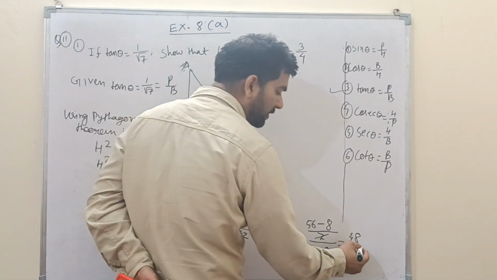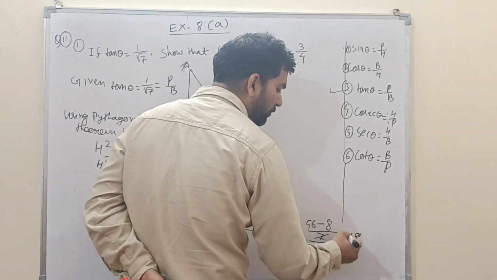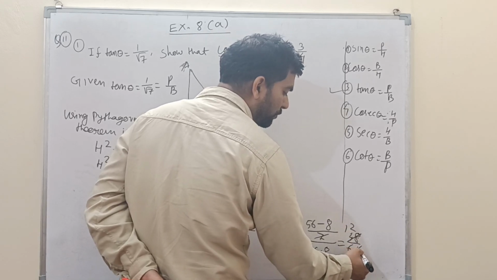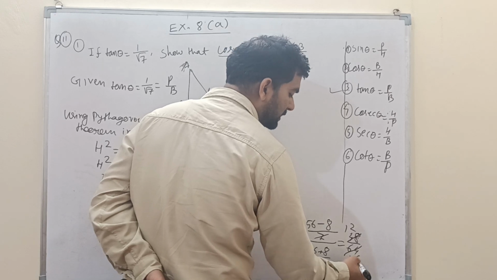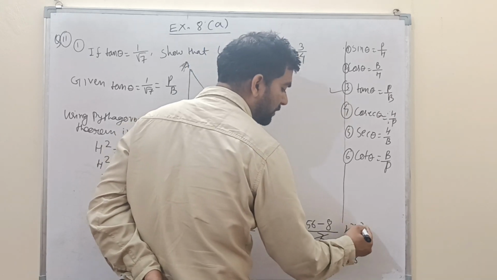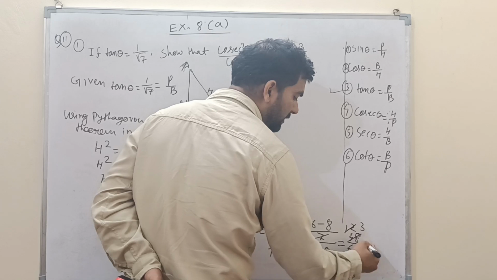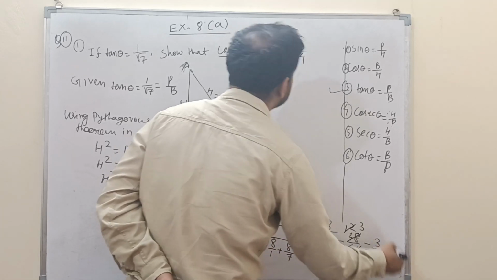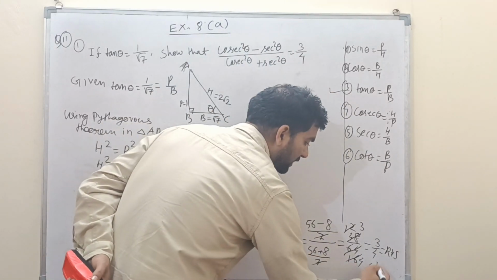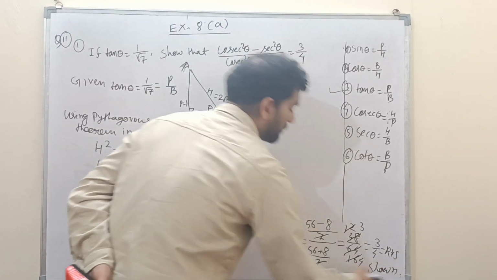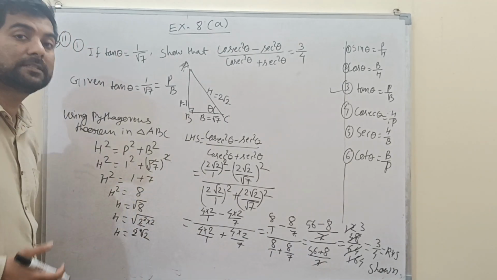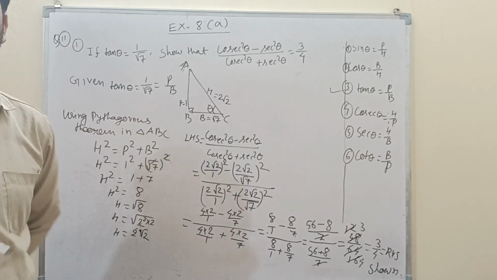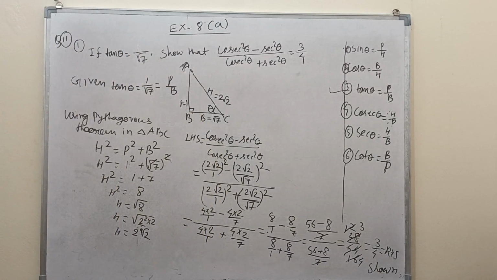Let us cancel first with what? 4. So 4 1s are 4, 4 2s are 8. Here also 4 1s are 4. So how many times? 6 times. Then 4 3s are 12, 4 4s are 16. So 3 by 4 equals RHS. Yes or no? 3 by 4 we got. What will we write? We will write shown. You can write LHS is equal to RHS and write shown. So this is the solution for question number 11.1, we have proved.